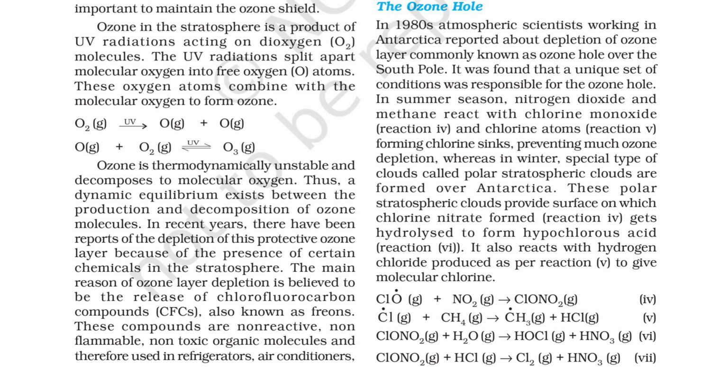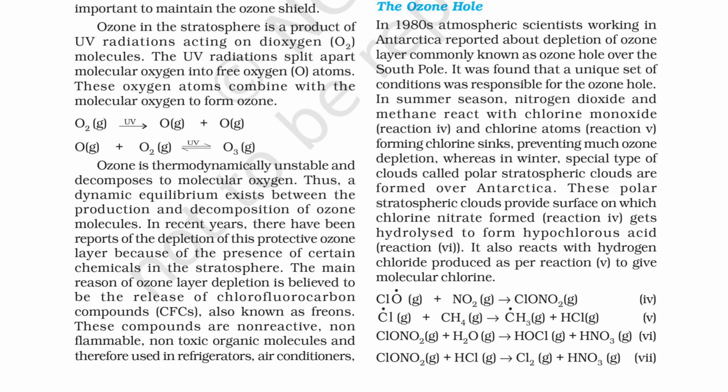The ozone hole. In the 1980s, atmospheric scientists working in Antarctica reported depletion of the ozone layer, commonly known as the ozone hole over the South Pole. It was found that a unique set of conditions was responsible for the ozone hole. In summer, nitrogen dioxide and methane react with chlorine monoxide and chlorine atoms, forming chlorine sinks, preventing much ozone depletion, whereas in winter, special type of clouds called polar stratospheric clouds are formed over Antarctica.